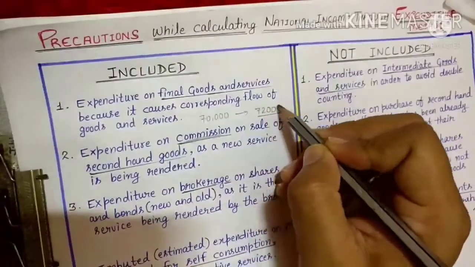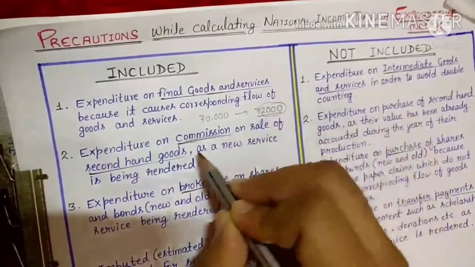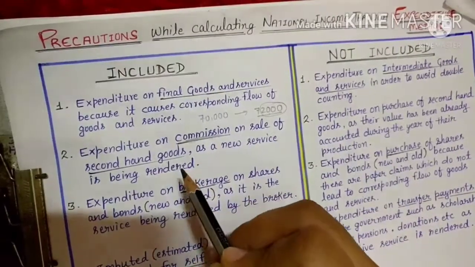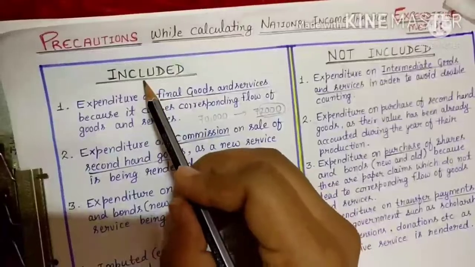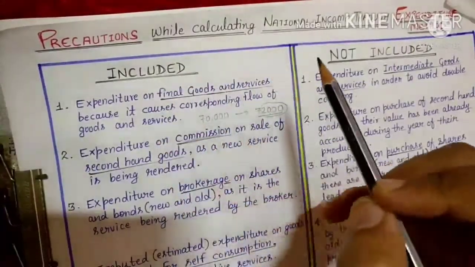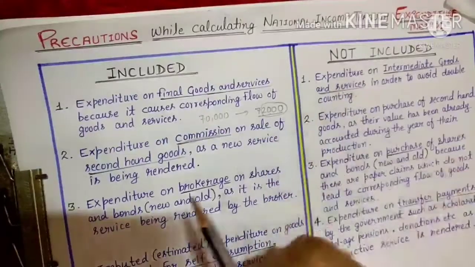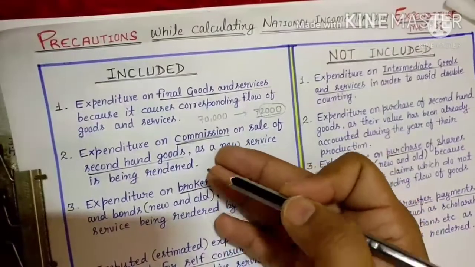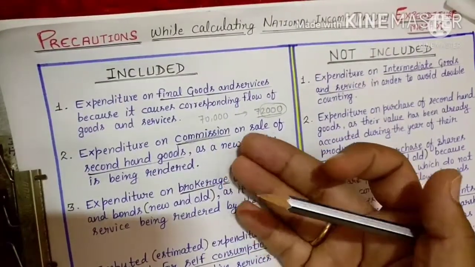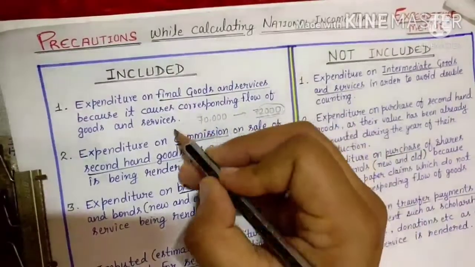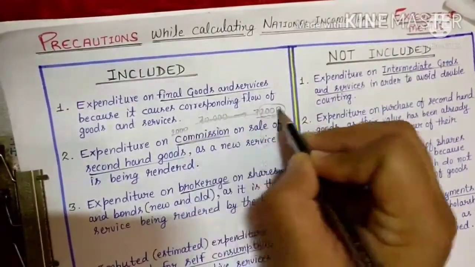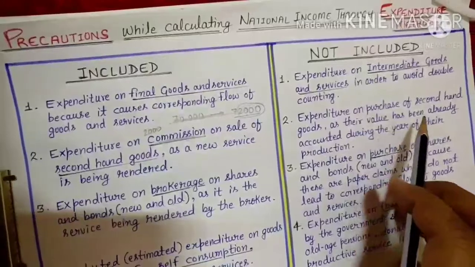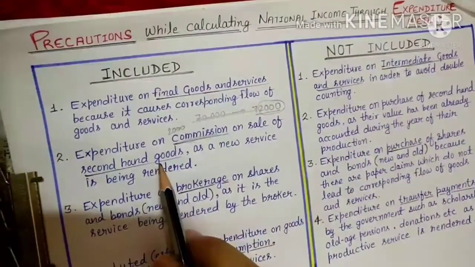This extra 2,000 will be taken by the mediator as a commission on the sale of a second-hand good, and this 2,000 will be included in the national income while calculating it by the expenditure method. Why? Because it is a service given by a mediator. So the 2,000 will be included, and the 70,000 will not. Clear? Remember, the purchase of a second-hand good will not be included, but the commission on the sale of a second-hand good will be included.